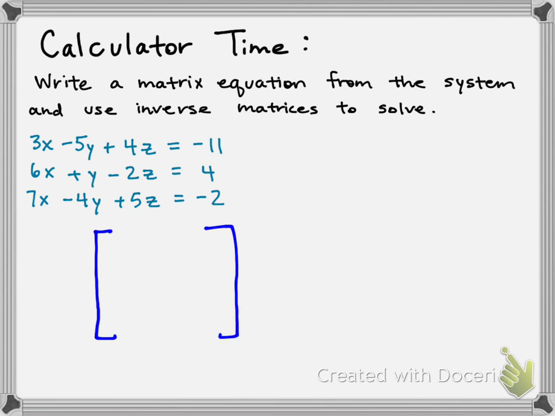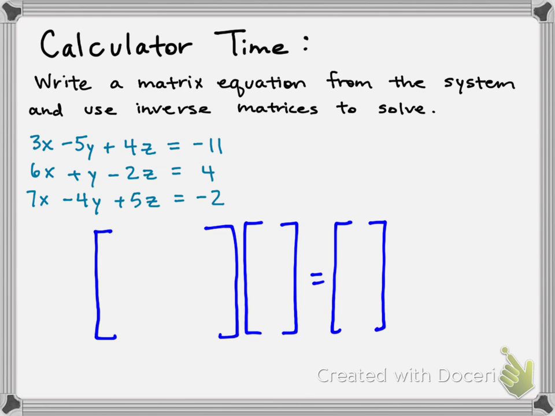So this time the first matrix is going to be a 3 by 3. Then we have our variable matrix, which is going to have 3 variables in it. And then it's going to equal the constants on the other side of your equal sign. So your middle column we always know is X, Y, Z because those are the variables we have in the system. And then the first matrix is the coefficients, so we have 3, negative 5, 4.